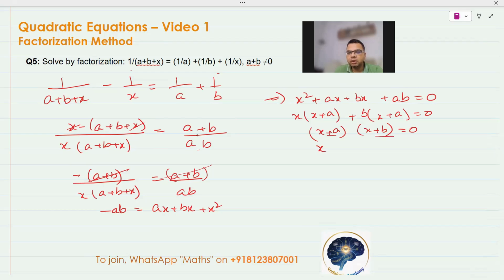So either this is 0 or this is 0, right? So it becomes x equals minus a or x equals minus b, right? I hope this is also clear. This is a question where you have to use a little bit of trick. What we have done here is we have brought the x term on the left hand side, from the right hand to the left hand, and then we solved the question. After that, it was pretty easy. But if you try to solve the question directly, it might be a bit tricky. It might be lengthier. You can solve it, but it will become lengthier. Okay, I hope this is also clear.